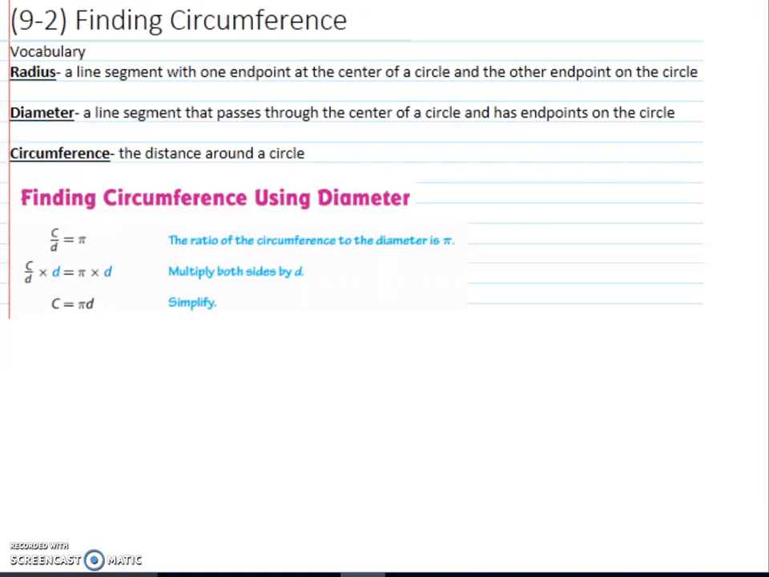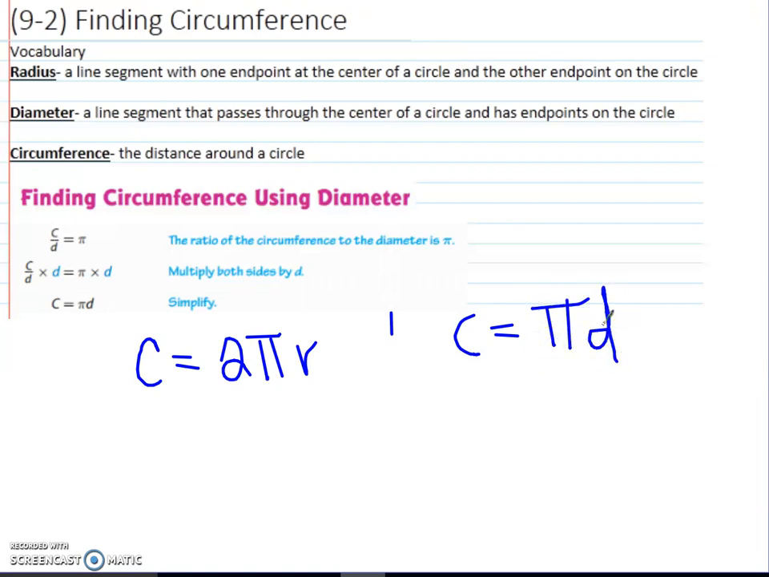Just some formulas that we are going to use today: C equals 2 pi r and C equals pi d. You also need to know that pi is the ratio of the circumference divided by the diameter. All right, let's take a look at some examples.